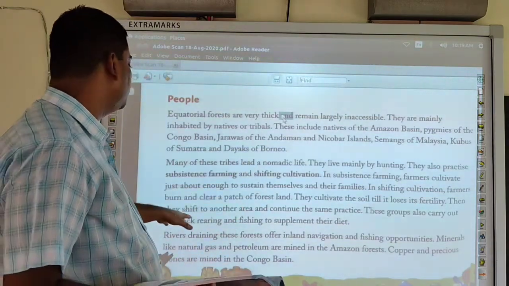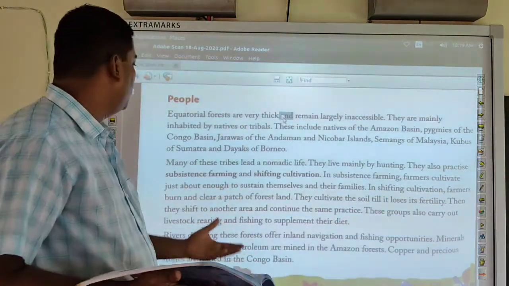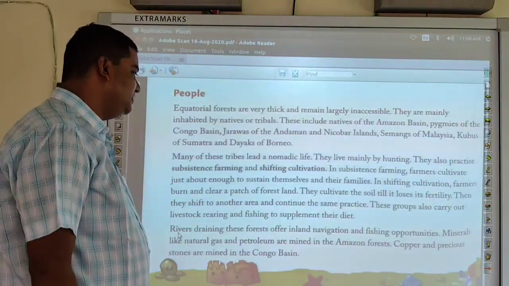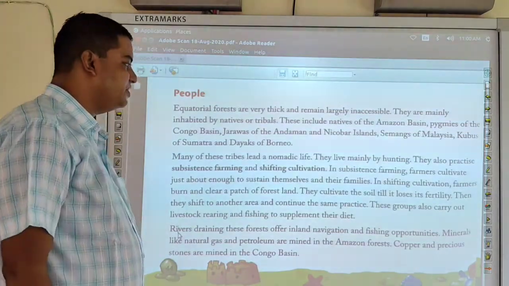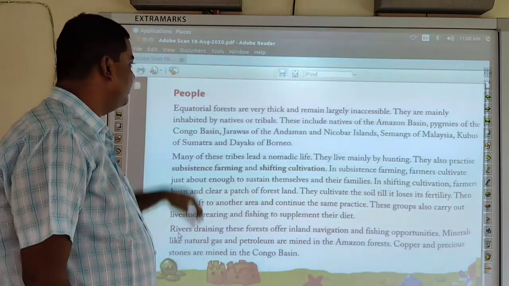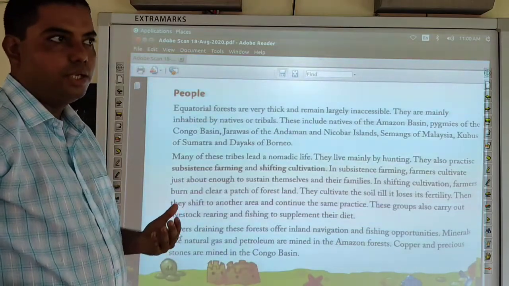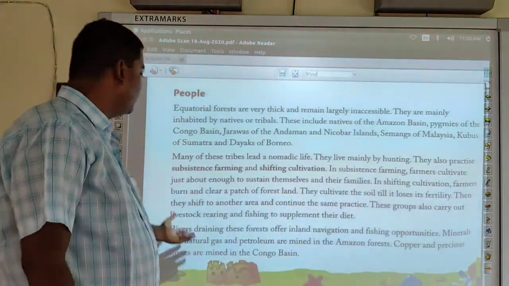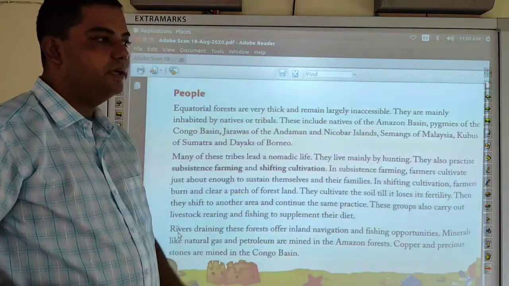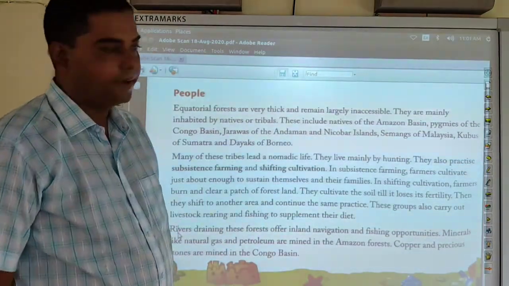Apart from cultivation, they also depend on livestock rearing, that is, they keep animals, and on fishing. Rivers draining these forests offer inland navigation and fishing opportunities. So the rivers draining the equatorial forests offer inland navigation, that is, people are able to travel using boats and ships. They also provide fishing opportunities, that is, people are able to earn their living through fishing.